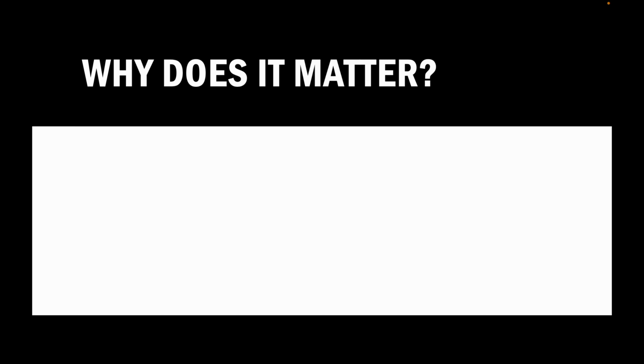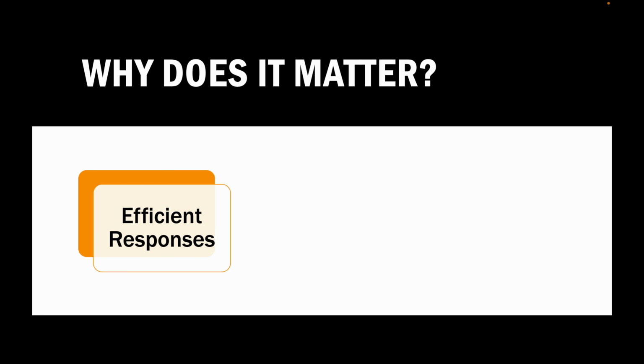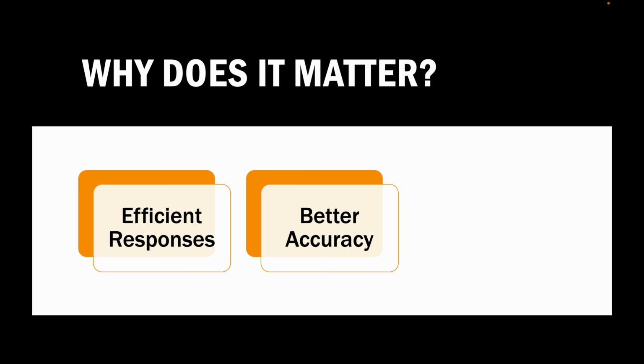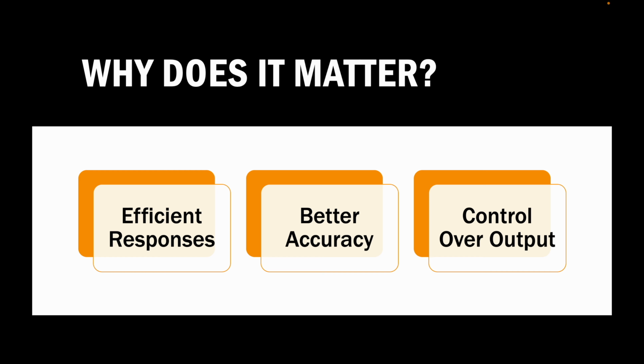Now, let's see why prompt engineering actually matters. It matters for efficient responses, and that means a clear and well-explained prompt reduces the need for multiple prompts. Another is better accuracy. That means well-structured prompts can lead to more precise answers or responses. Next we have control over our output. That is, we can easily guide ChatGPT to produce a desired format or structure of our answer.